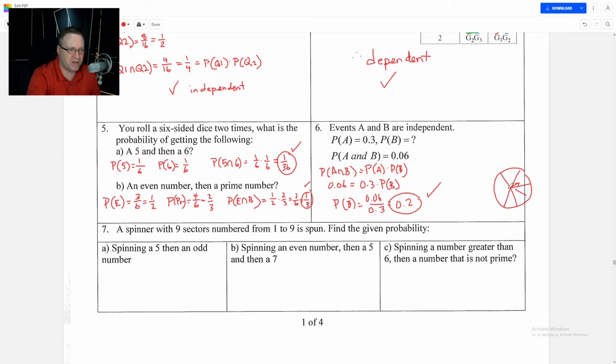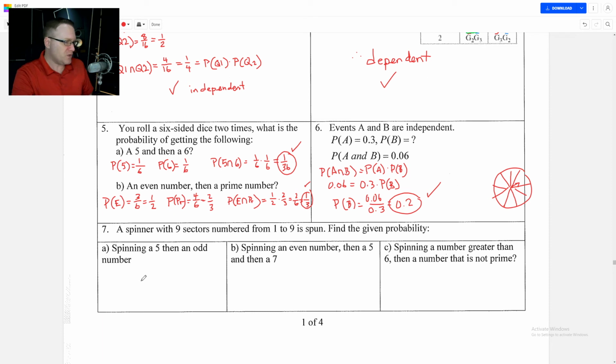Something like this. 1, 2, 3, 4, 5, 6, 7, 8. Oops, I didn't do enough. 9. And they're equal sized. Now, every time we spin it, it's going to be an independent event, right? If I spin it once, whatever my answer is there does not really affect what is going to happen on our second one.